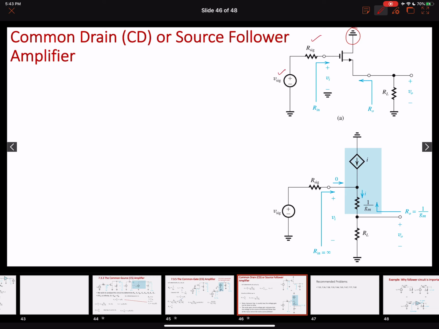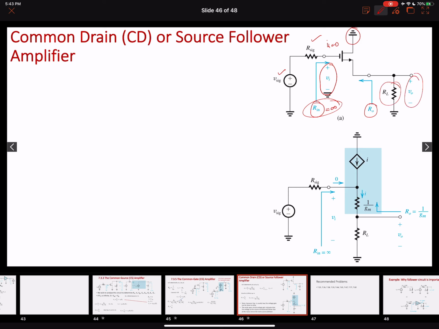Input voltage, input signal resistance, input potential drop across here, Rin. We know that whenever it is applied to the gate, Ig equals 0, Rin equals infinite. All right. Then again, our R0 is the resistance looking into the source terminal. And then we have a load resistance connected and the output voltage over here.